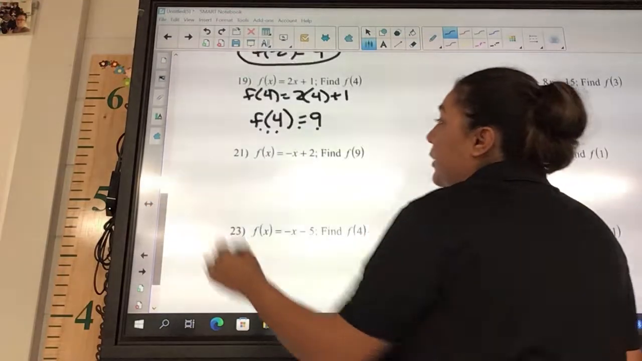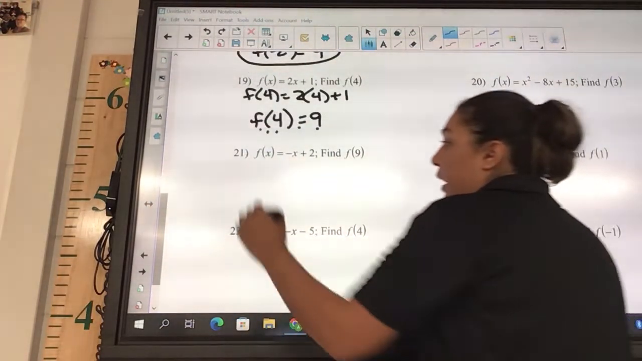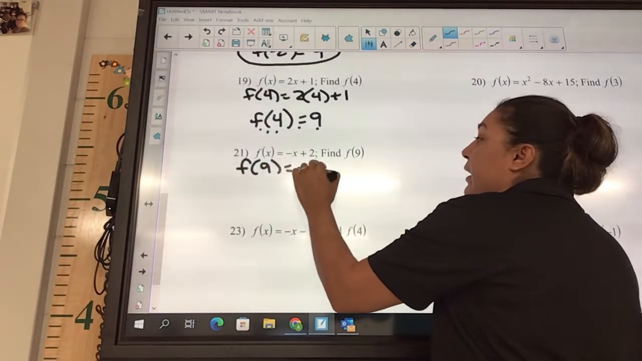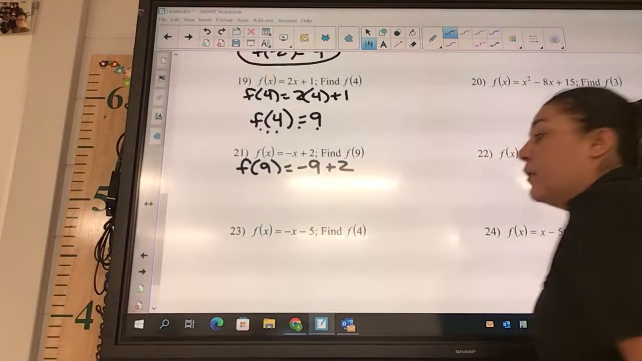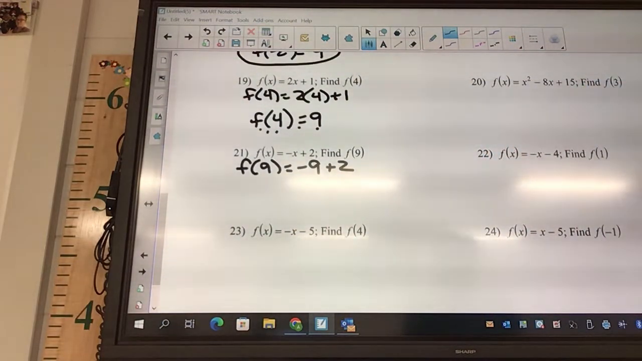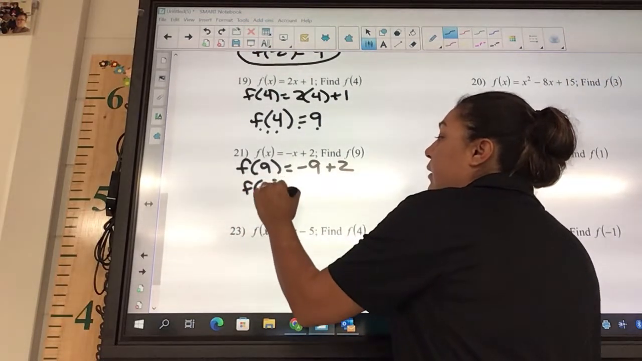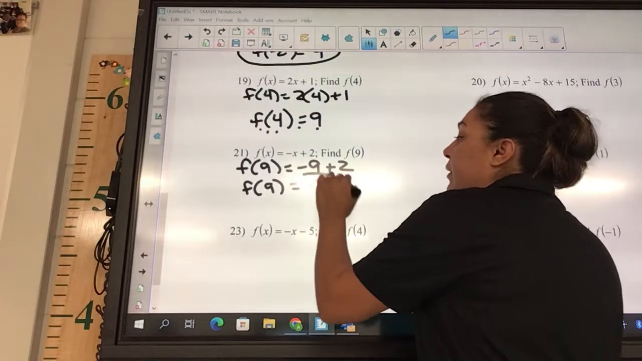Okay, 21. What are we finding? F of what? 9. F of 9 equals negative 9 plus 2. Everywhere there's an x, you should be plugging in a 9. What is negative 9 minus 2? Negative 7.